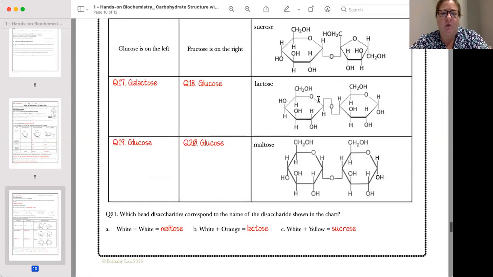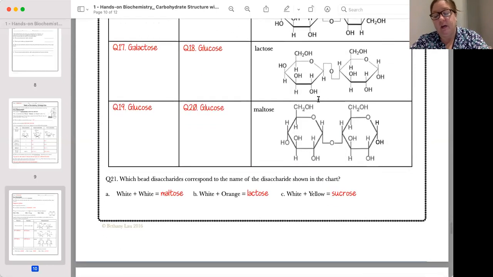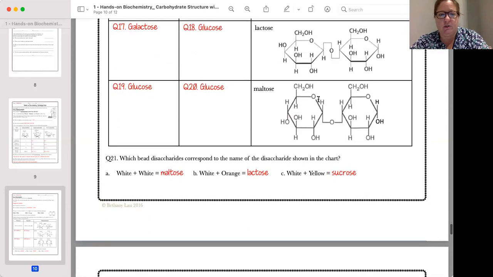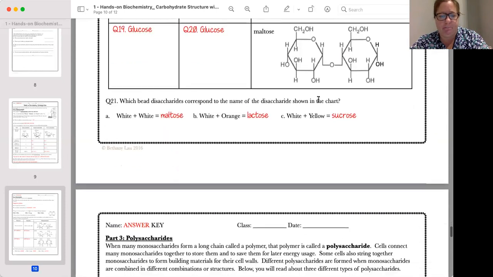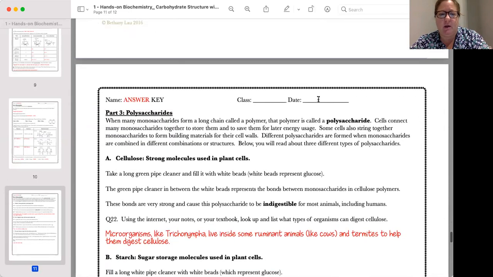So if we have a white and white, it's maltose, a white and a pink on ours, it was lactose, and a white and clear sucrose. So now we can join monosaccharides and form a very long chain of monomers, and we can make carbohydrates. So these are very long chains of monomers, monosaccharides, to form a polymer called a polysaccharide.